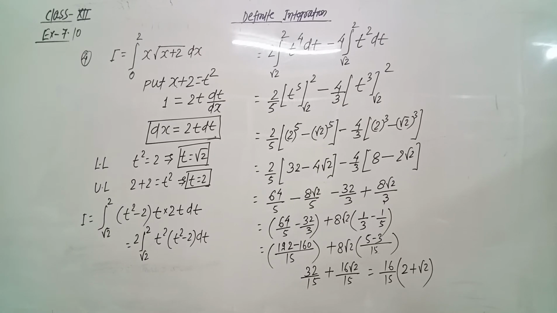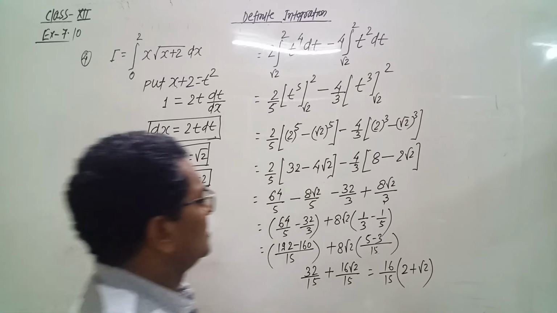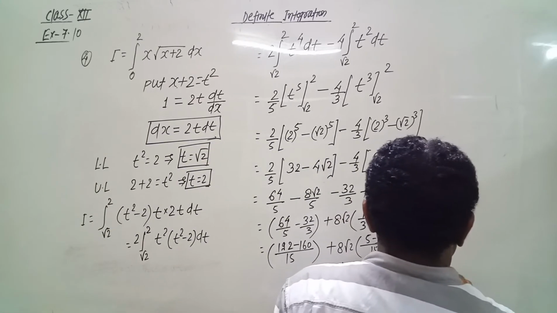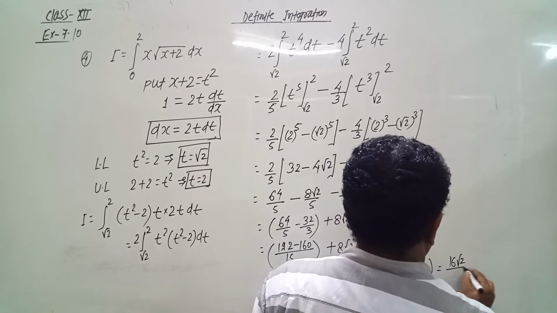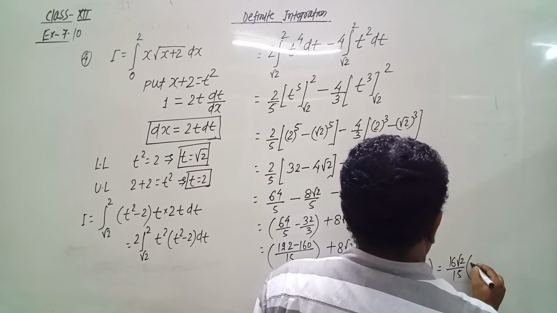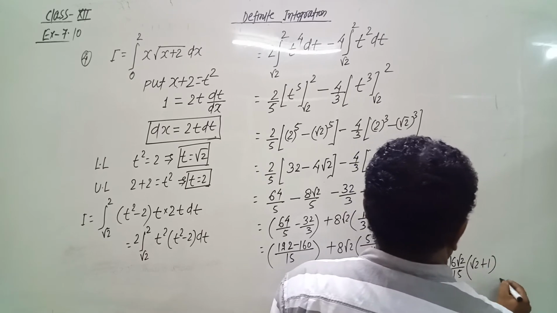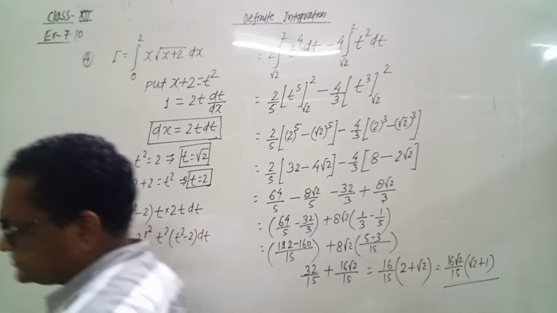16 root 2 by 15 also we can take common. From inside, again we can take common root 2. So 16 root 2 by 15 gives root 2 plus 1. This is the final result.